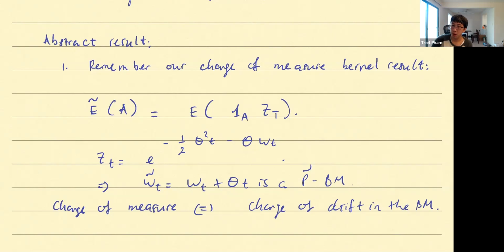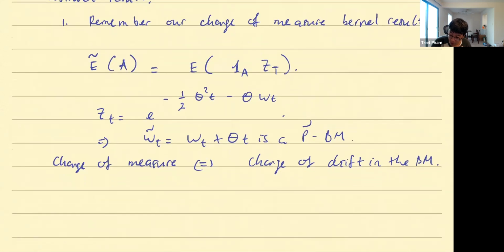In other words, if you want to keep track of the effect of the change of measure kernel, all you need to do is keep track of what the effect is on the Brownian motion in terms of drift. So you just need to keep track of what happens on the Brownian motion in terms of change of drift. So now applying to our framework, in our change of numeraire framework.